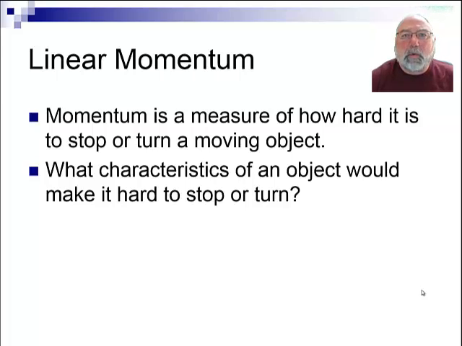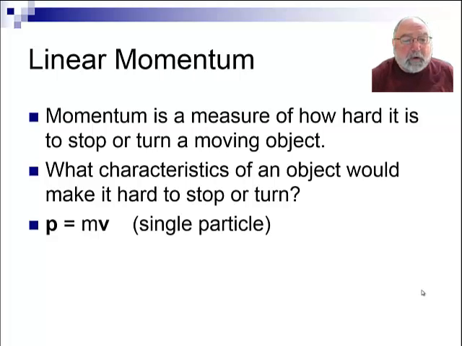You have to have a much bigger turning radius when you're driving your car fast than when you're driving it slow. Here's the formula for momentum for a single particle: P. Why would momentum be P? I don't know. Must have run out of letters finally. And it's bold too, which means that momentum is a vector.